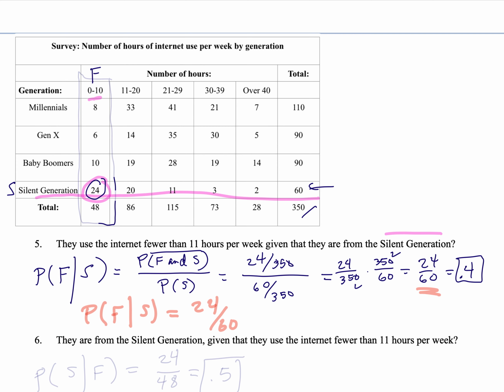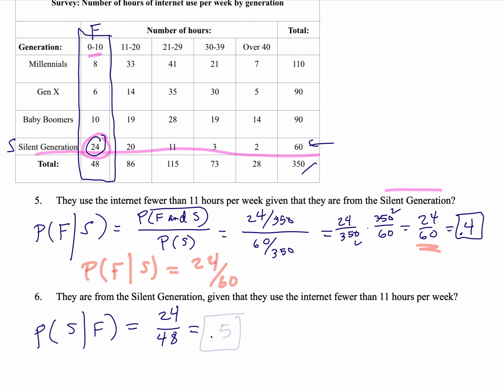Finally, what is the probability that they are from the silent generation, given that they use the internet fewer than 11 hours per week? So that's the reverse probability that they are from the silent generation, given that they use the internet fewer than 11 hours per week. So now we know that we're in this category. We're only interested in this group of people, and so the denominator is going to be 48 now, and the number of people in that category who are from the silent generation is 24, so 24 out of 48 is 0.5.